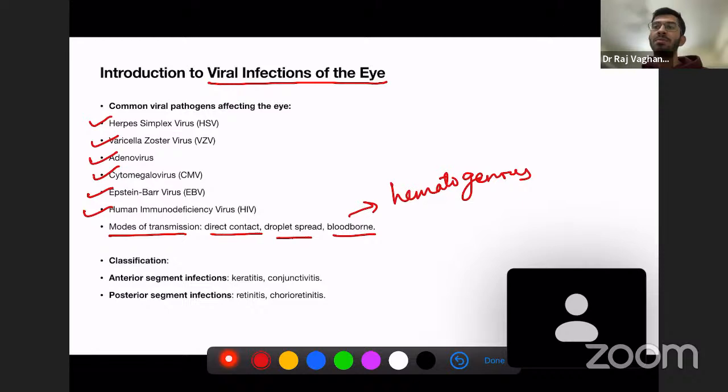So that is the mode of transmission, direct or blood. This is the transmission of the viral infection.